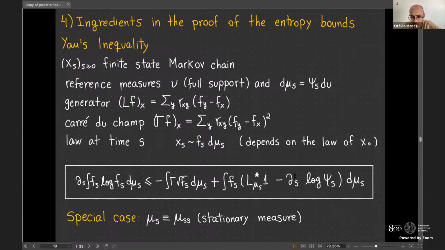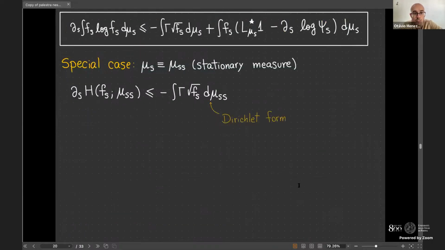So this inequality is probably much more familiar in the case where your reference measure does not change with time and also coincides with the invariant measure. Then what this inequality says is that the entropy between the chain and the stationary state decreases in time. And it even decreases exponentially. So you don't have this second entropy production term if your reference measure is the stationary measure. So things get much easier.